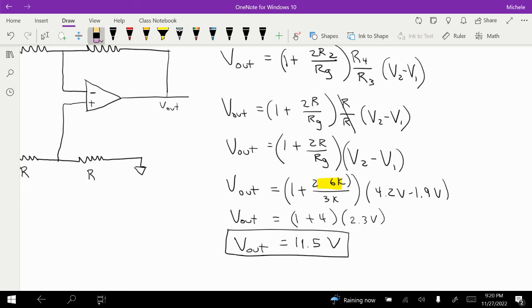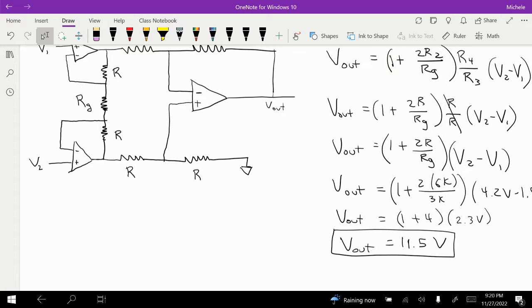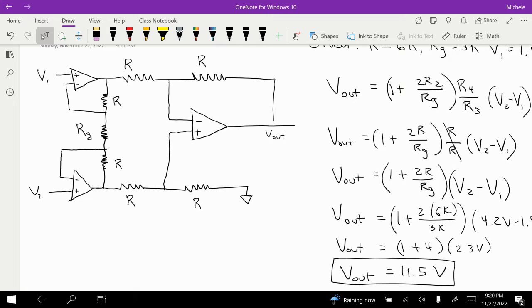Let's see if I can get rid of this 6K. There we go. Okay, so now we want to go back and also do this problem by working through all of the currents and the voltage drops. One thing to notice right here is that at this location, I have an op amp with negative feedback, because I'm looping this back around. And so this resistor is the feedback resistor for this op amp.